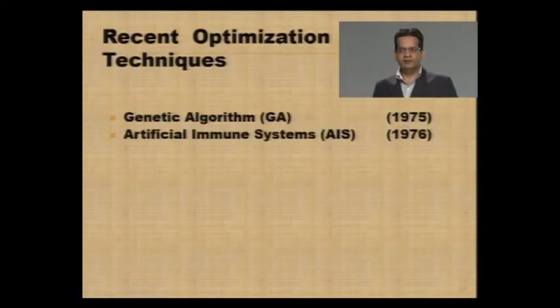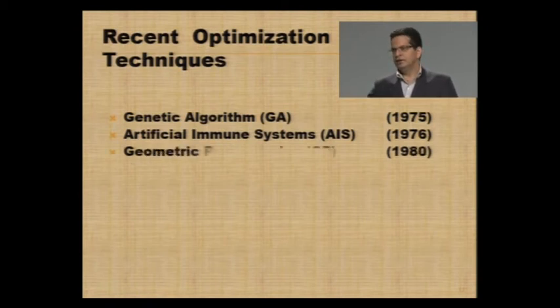Recently, the optimization techniques are being used as evolutionary techniques. So we have a brief about the recently available optimization techniques. We have genetic algorithm, which started from 1975. Then in 1976, the artificial immune system technique was used, and it is based on the problem. When we have a new problem, we need to use new optimization techniques.